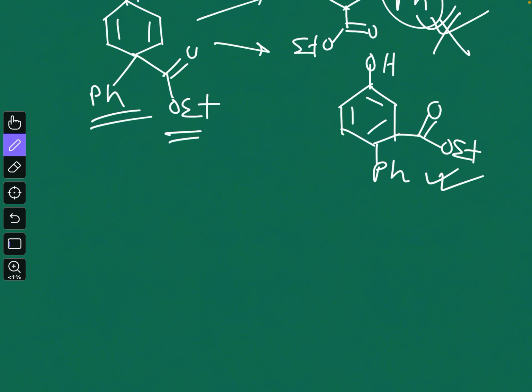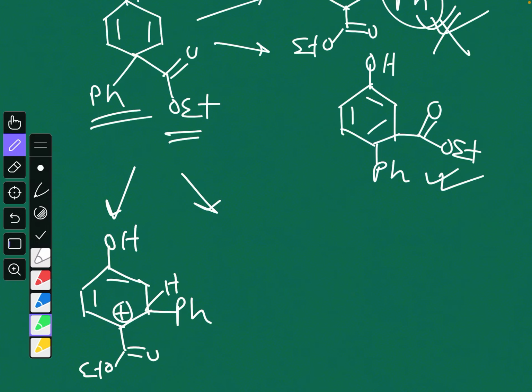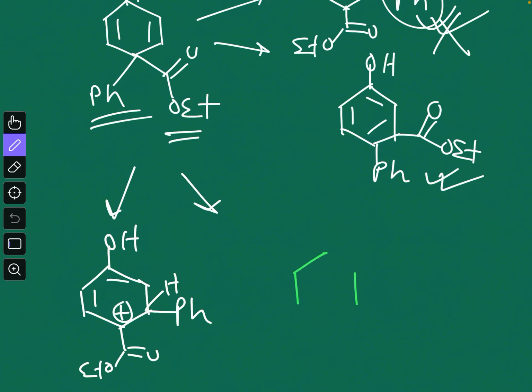So in this case you have to consider the two intermediates which will form after the migration. When the phenyl migrates, you will have this, and when the ester group migrates, you will have this. So here you have this hydrogen and you have this phenyl.